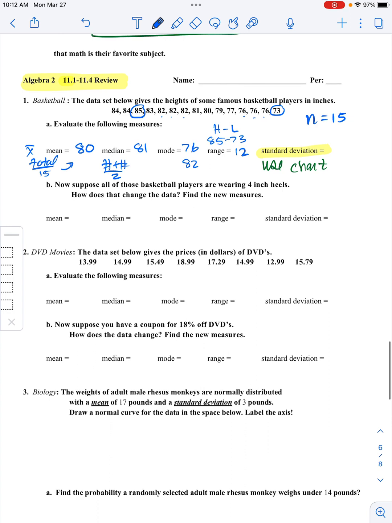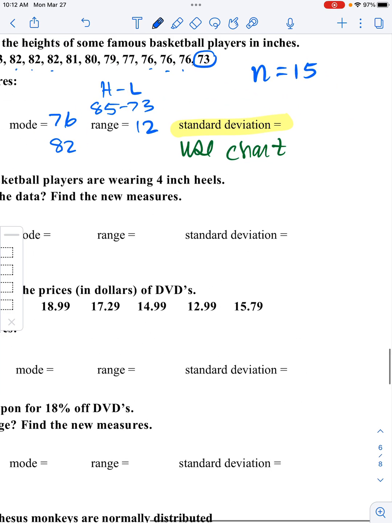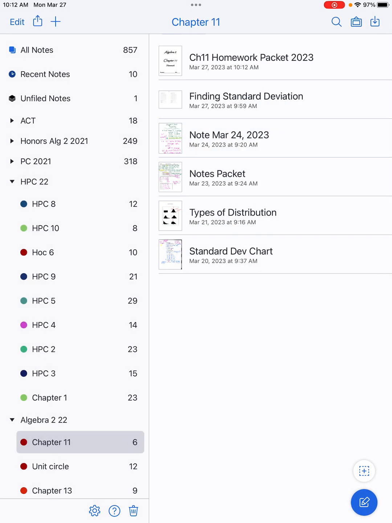Now, standard deviation, you're going to have a chart. And again, this was a total grind. My answer is 3.52. I'm not going to go through every single step with all of those numbers, but let's look at the chart that you're going to be using.